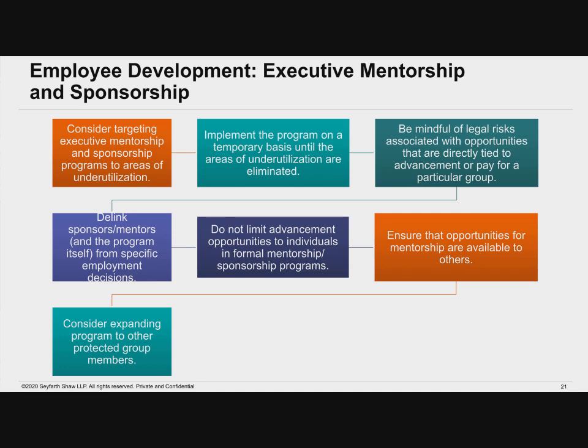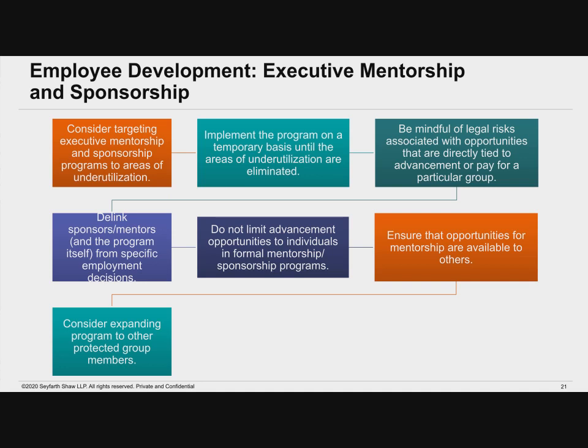So a couple of these tips as well. We recommend that you consider targeting these programs to areas of underutilization and consider them for a temporary basis. That allows you to really be targeting the underutilized or underrepresented populations, and if you make headway there, these types of programs may not be required.